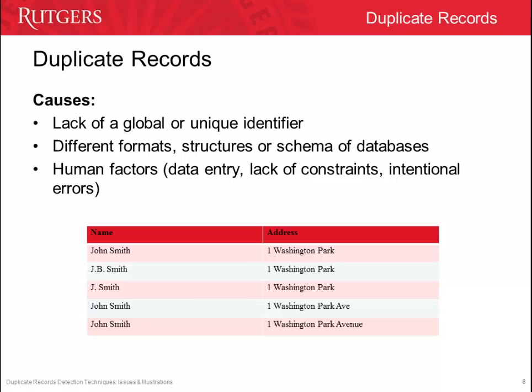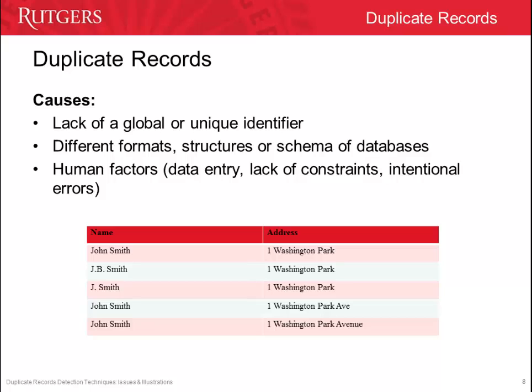Unfortunately, many organizations have multiple data collection systems, such as SAP, Oracle, and legacy systems. And all these systems may differ not only in values or identifiers, but also in format, structure, and schema of databases. Additionally, data quality is affected by human errors, such as data entry errors and lack of constraints. It could also mean intentional errors, and by that we mean certain types of fraud.